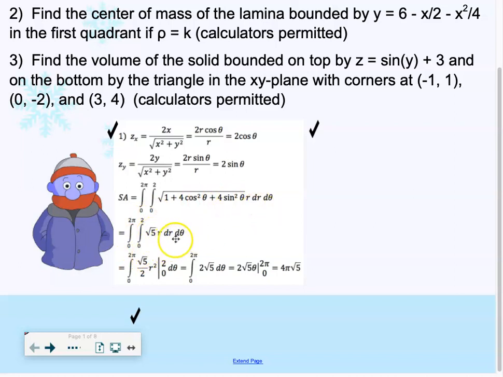And then your r dr d theta. Integrate with respect to r, plug in the 2 minus plug in the 0, integrate with respect to theta, and you end up with 4 pi root 5. So beautiful, beautiful.